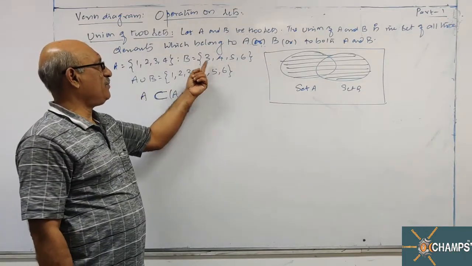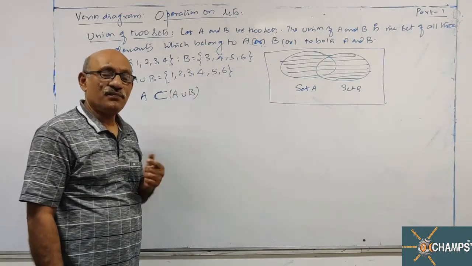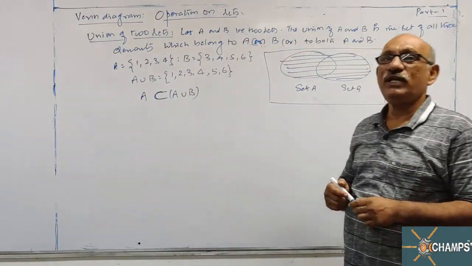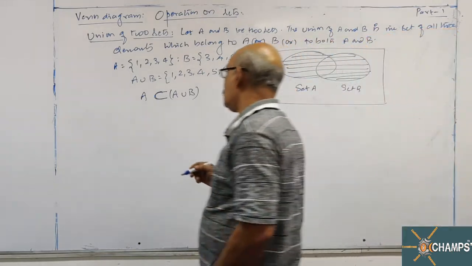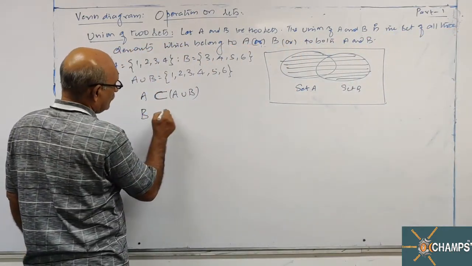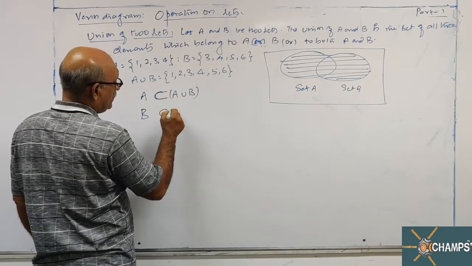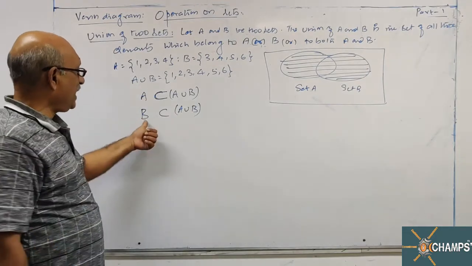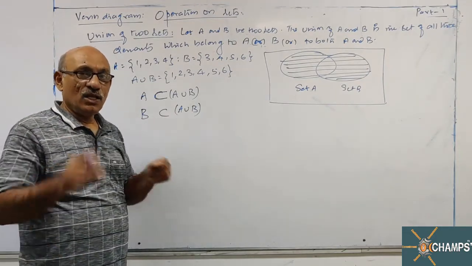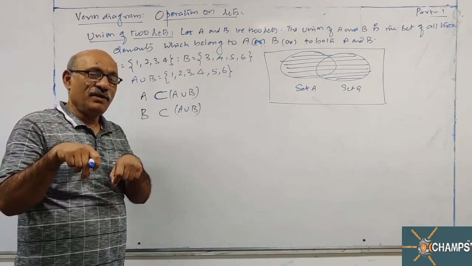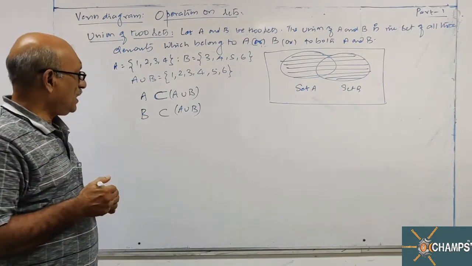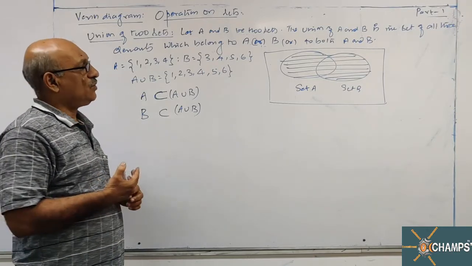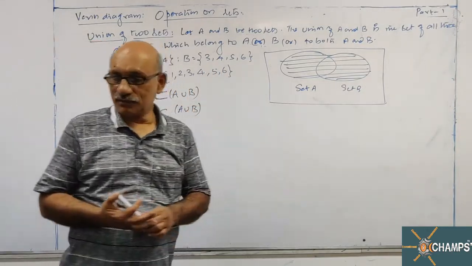Similarly, let us see set B from A union B's point of view. B is a proper subset of A union B. Every element of B is in A union B. So I am looking at set B from A union B's point of view. So the diagram is represented in this manner.